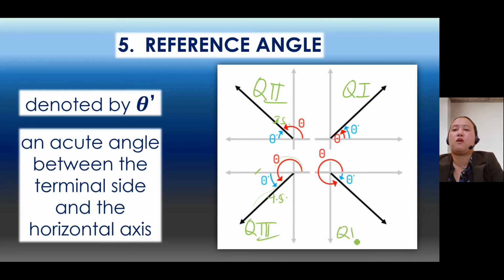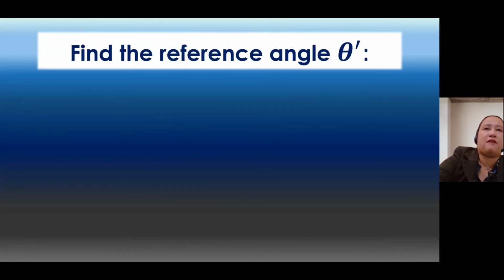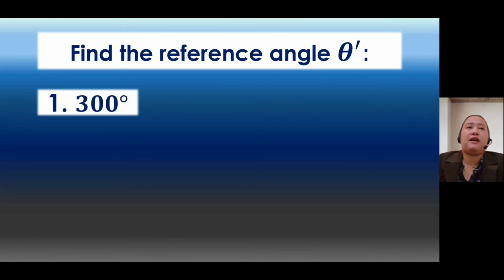And in quadrant 4, the angle is in red again, and then the reference angle is between the terminal side and the horizontal axis, or the x-axis. So let us find the reference angle, theta prime.